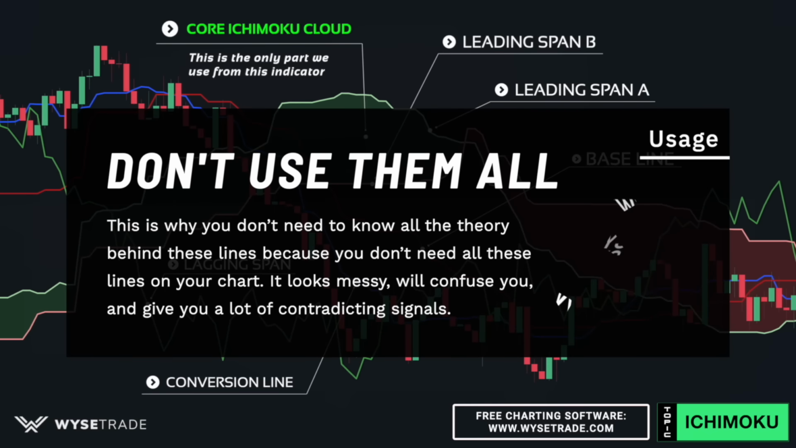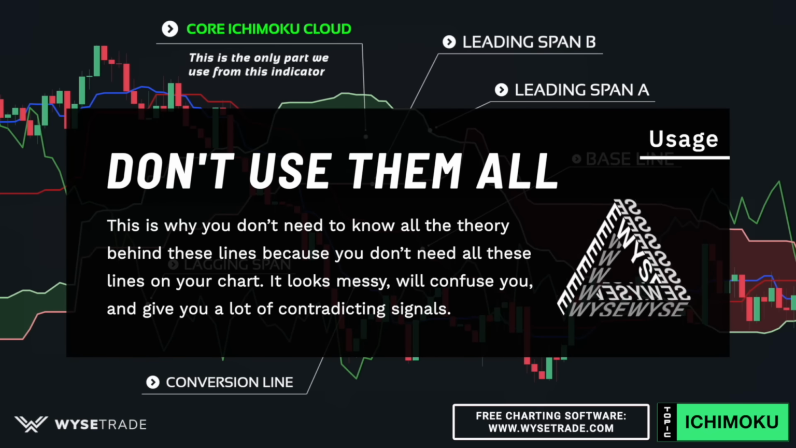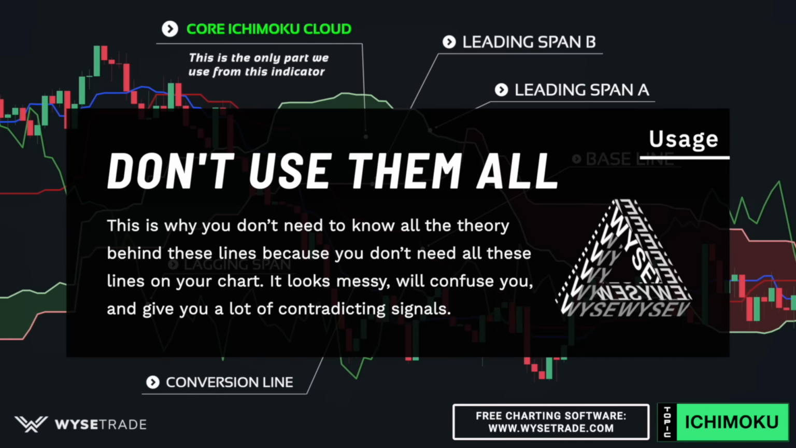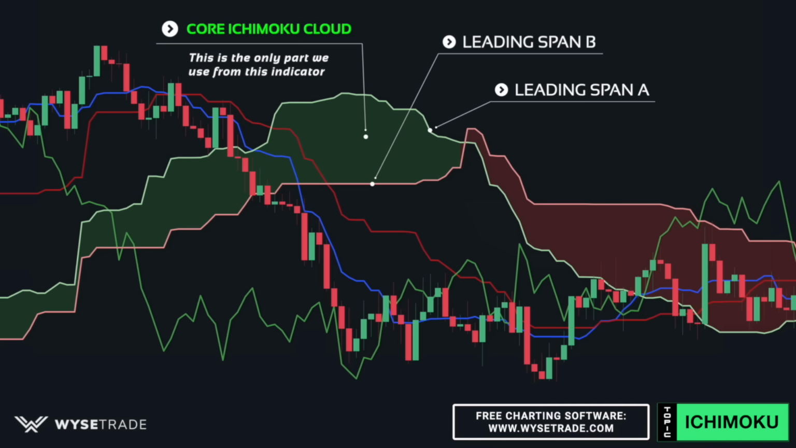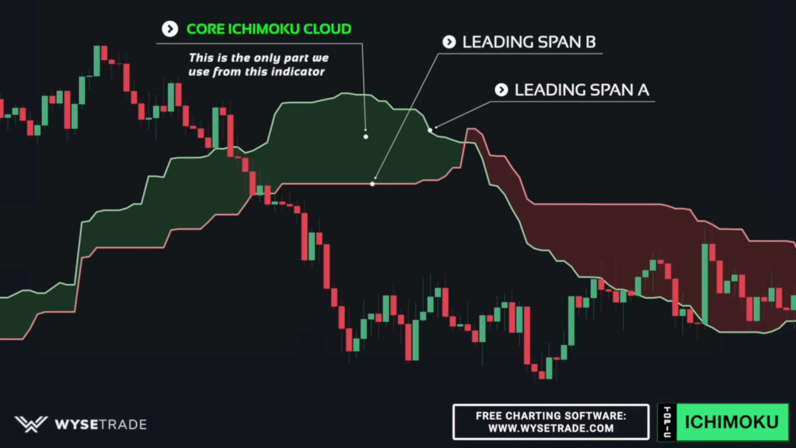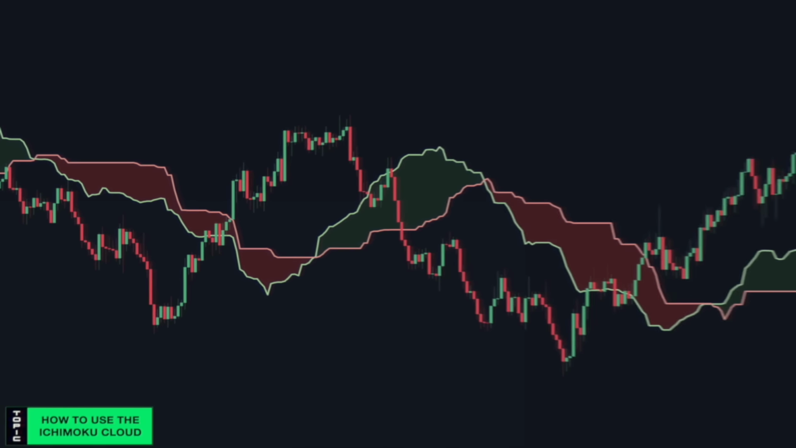This is why you don't need to know all the theory behind these lines, because you don't need all these lines on your chart. It looks messy, will confuse you, and give you a lot of contradicting signals. So we're going to remove all these lines and only keep the leading span A and leading span B, which forms the cloud. Now let's get into how the Ichimoku cloud is traditionally used.